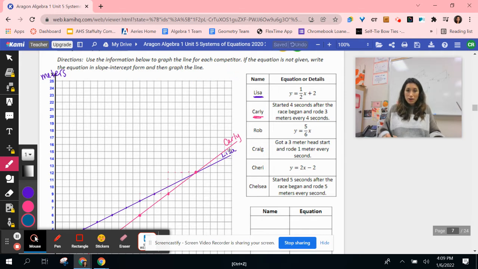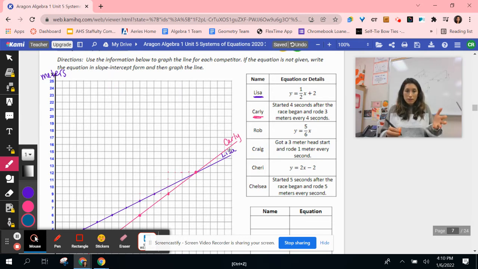Now you can see here that Carly and Lisa didn't get to 25 meters. Okay, so we are looking for who got to this top part of this line here the quickest. So let's see, let's pretend I had a line ending here, here, and here. Well, this would be the one that was fastest because we traveled 25 meters in the least amount of time.